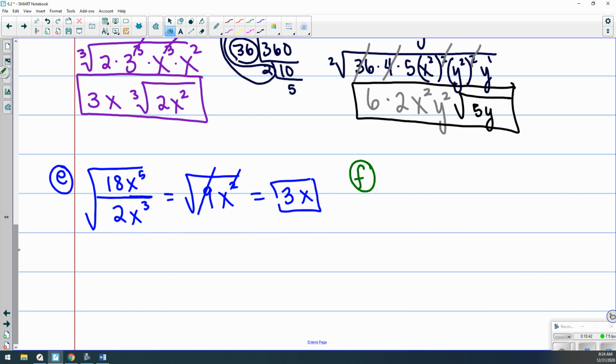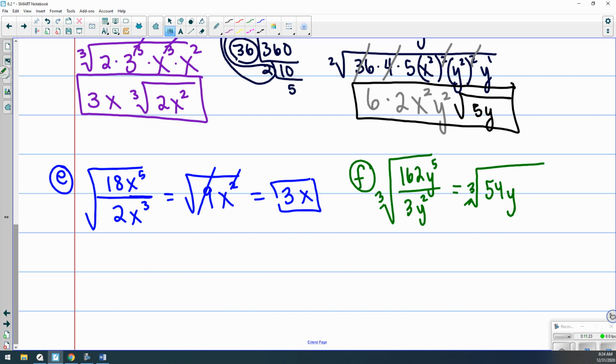All right, and then here we go with letter F. This time, we're going to take the 3rd root. I'm going to put the 3 here on the tail of the radical. And inside here goes 162y to the 5th over 3y to the 2nd. Okay, so along those same lines as I did in letter E, I'm going to begin by dividing. So what is 162 divided by 3? It is 54. And then those exponents, see that division bar as a giant minus sign. 5 minus 2 gives me y to the 3rd.